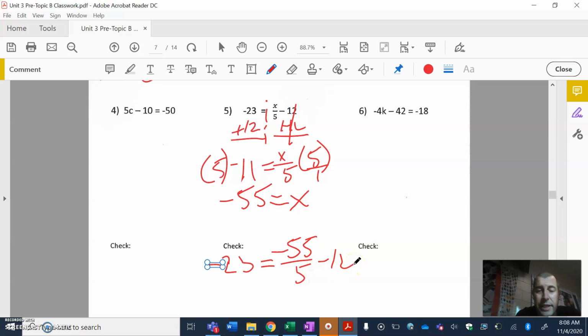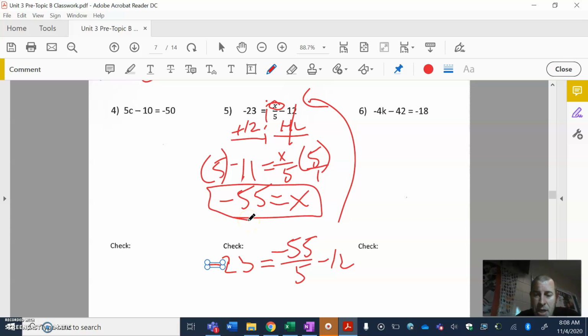Remember, all I'm doing is plugging it in. I'm just coming up here to this original problem, and I'm plugging in what I solved for x to be. So let's see here. Negative 55 divided by 5 is negative 11. So is negative 11 minus 12, is that really negative 23? It is. Same signs, add and keep the signs.